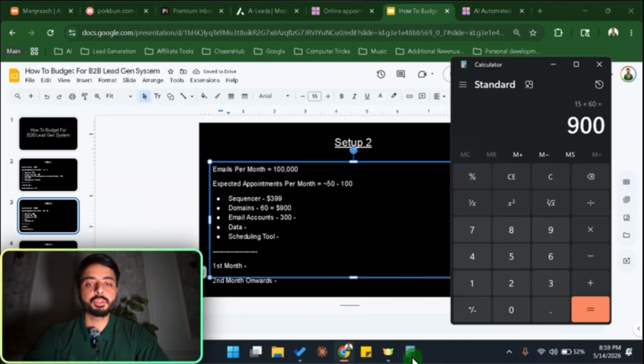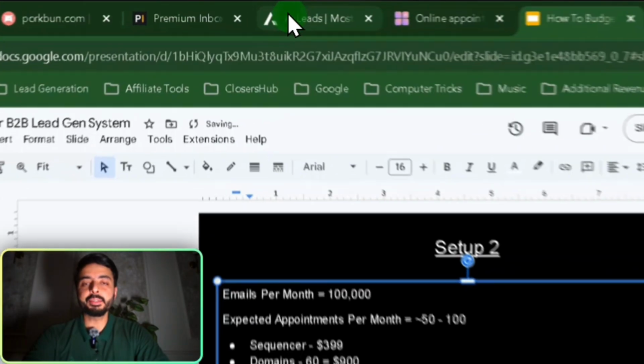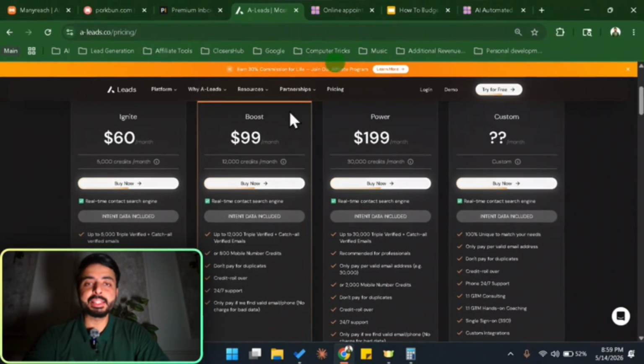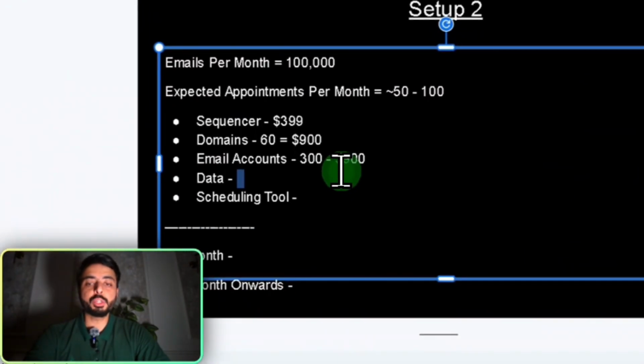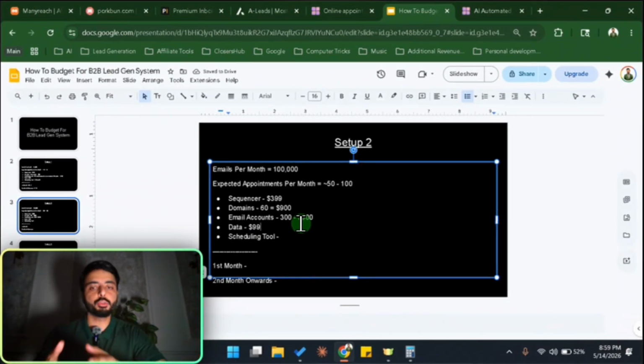And for the email accounts, at this scale, premium inboxes will charge you $3 per email account. So you'll have to invest $900 per month into email accounts. For data, you're going to need to get this plan, $99 a month. This is actually lower than what you need. You will have to invest a little bit more into data, but to get started, you can use this just to get an idea of how much your investment is going to be.